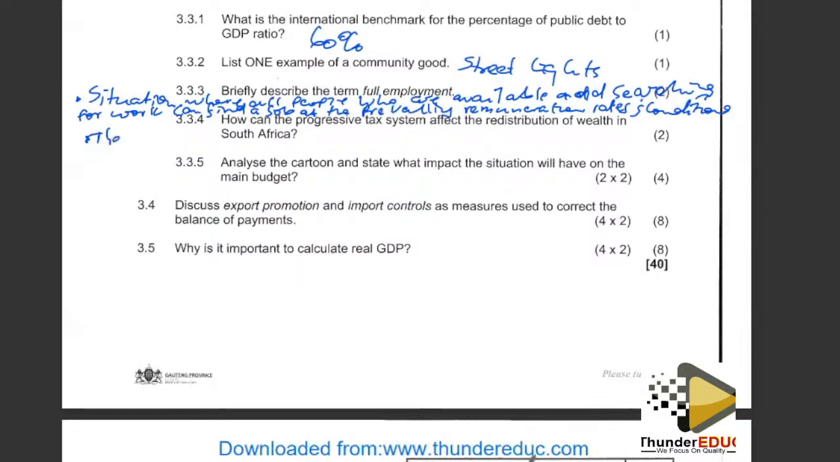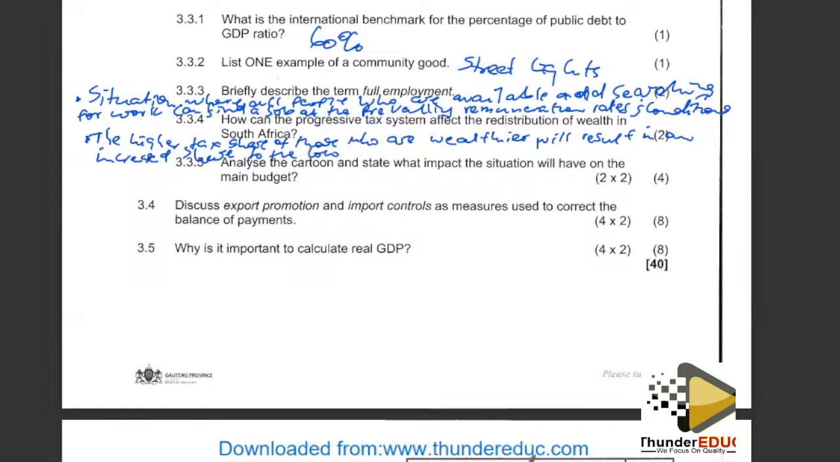Okay, right. So we're saying that the higher tax share of those who are wealthier will result in an increased income share to the low income earners.